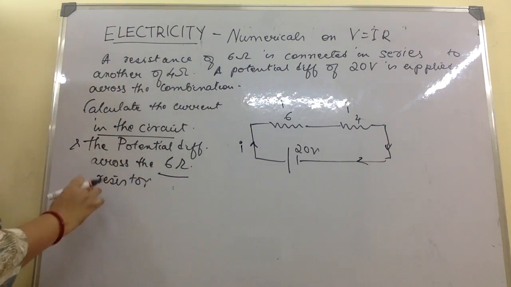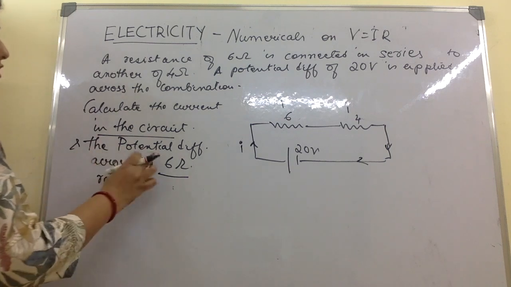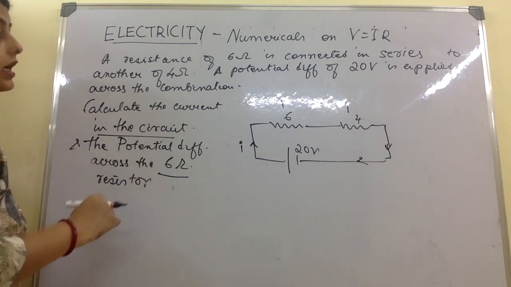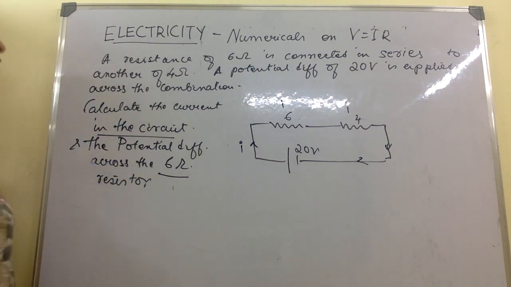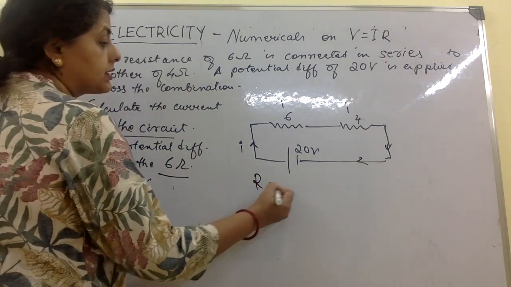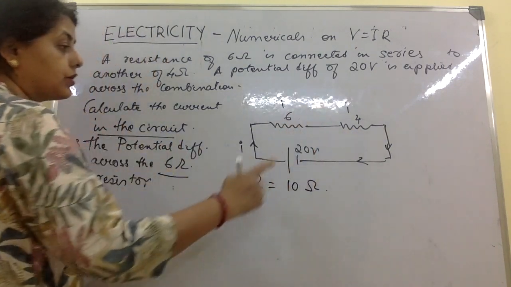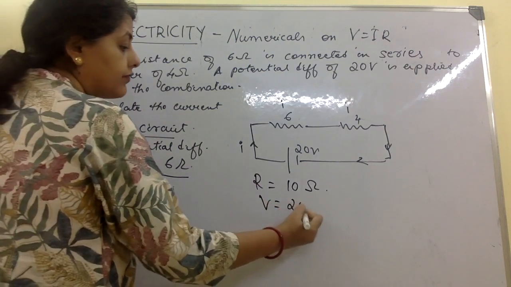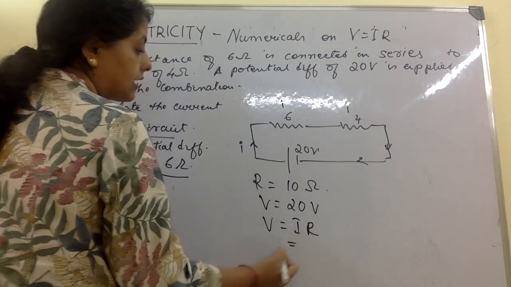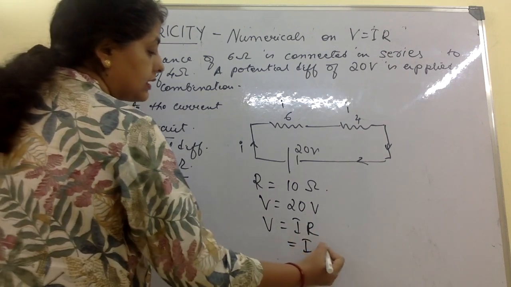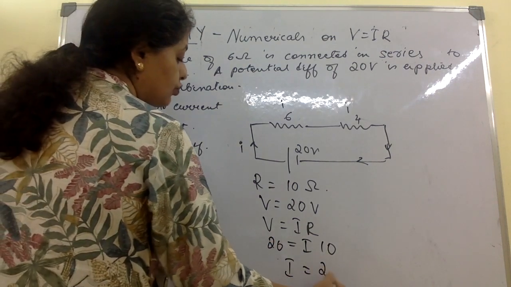Now calculate the current in the circuit and the potential difference across the 6 ohms resistor. How do we find the current in the circuit? Now here we will take the equivalent resistance, that is the combination of these two, that is 10 ohms because R1 plus R2, and V is equal to 20 volts. Therefore V is equal to IR, where I we don't know, R is 10 and V is 20. Therefore I is 2 amperes.